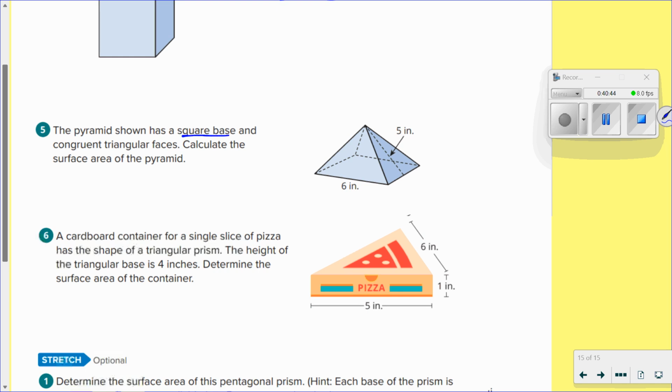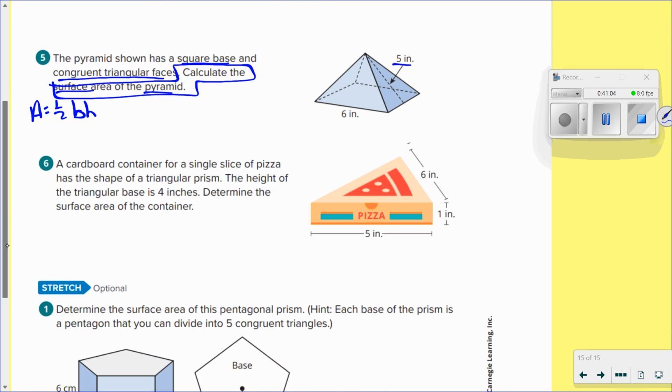Okay, pyramid has a square base and congruent triangular faces. Calculate the surface area of the pyramid. Do not forget, the formula for a triangle is 1/2 the base times the height. They've given you the slant height. That's what you're going to need. You're looking at that one.